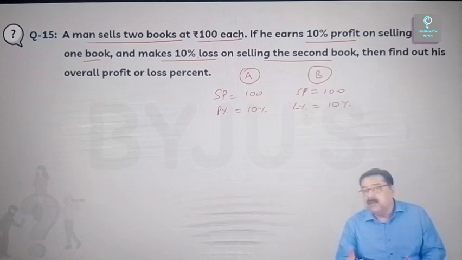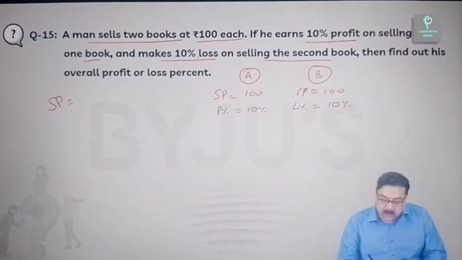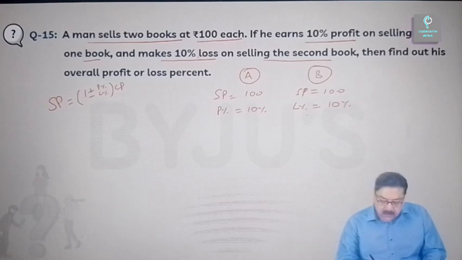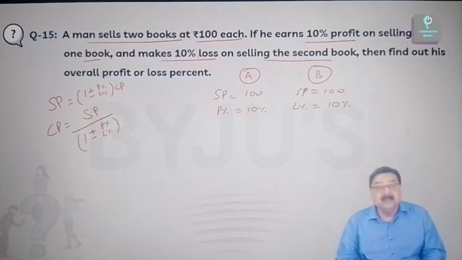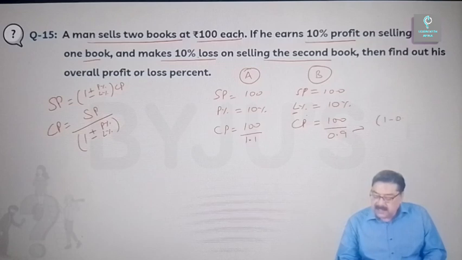Mind you, please remember, profit and loss percentage is always calculated over cost price. So we know that selling price is equal to (1 plus minus profit percent or loss percent) into cost price. So cost price here will be equal to selling price divided by (1 plus minus profit percent or loss percent). So cost price in this case shall be 100 by 1.1 and cost price in this case will be different. It will be 100 by 0.9 because loss is being made here. So this is 1 minus 0.10.